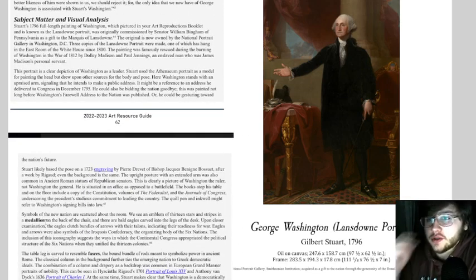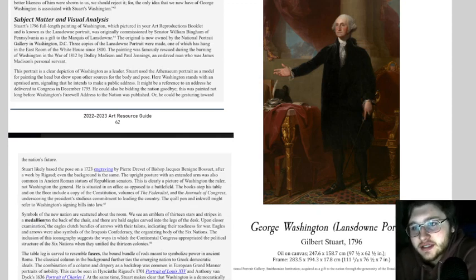Subject matter and visual analysis. Stuart's 1796 full-length painting of Washington, which is pictured in your art reproductions booklet and is known as the Lansdowne portrait, was originally commissioned by Senator William Bingham of Pennsylvania as a gift to the Marquis of Lansdowne. The original is now owned by the National Portrait Gallery in Washington, D.C.